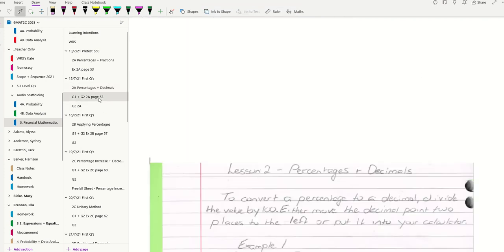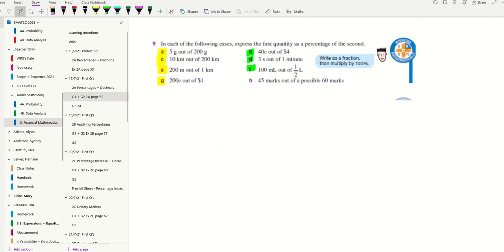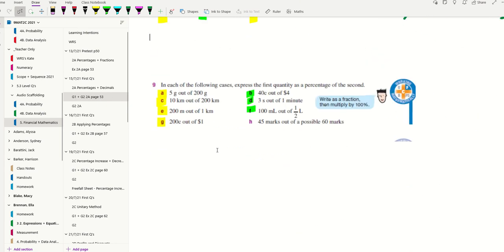Now looking at these further ones that you're going to do. Looking at that first question, grams and grams. For the first one, you're going to write down 5 over 200. You're going to multiply it by 100%. The 100 goes into your calculator. The percent's going to go into your answer. Now you're going to do them. The second one is kilometres and kilometres, so you can go straight.